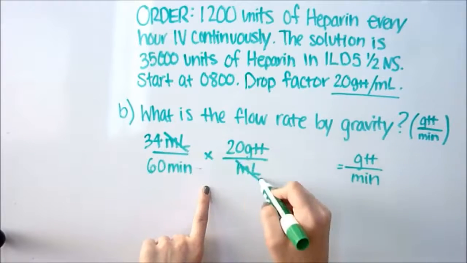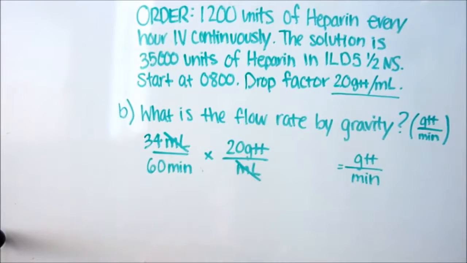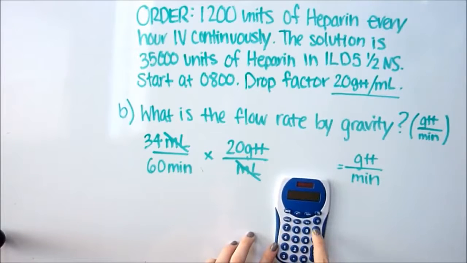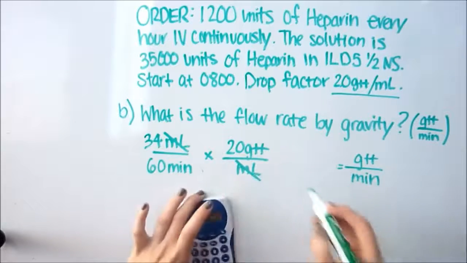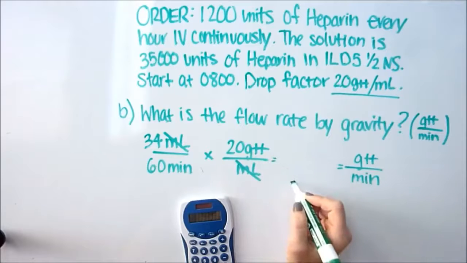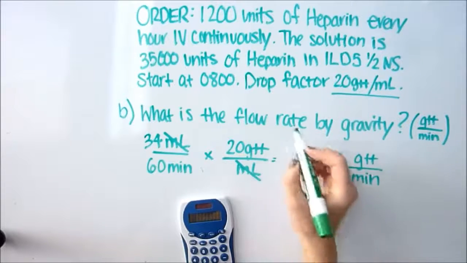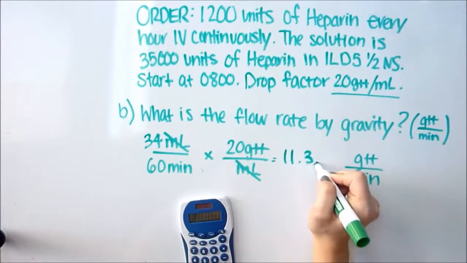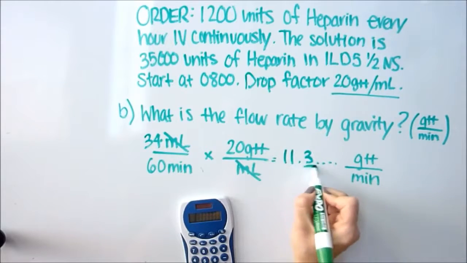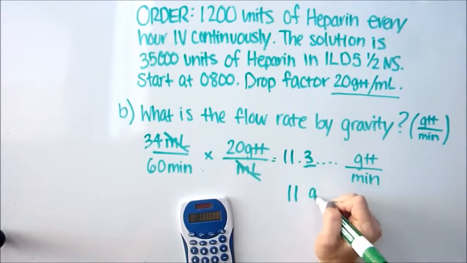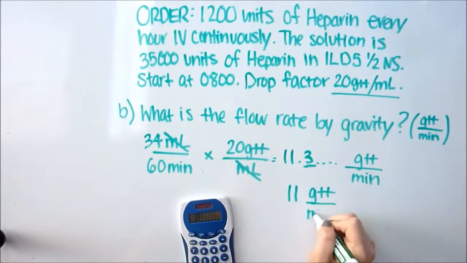So our mLs cancel out. And I'm going to take my calculator. 34 times 20 divided by 60, which gives us 11.33333. So remember, 3 is less than 5, we're going to keep it at 11 drops per minute.